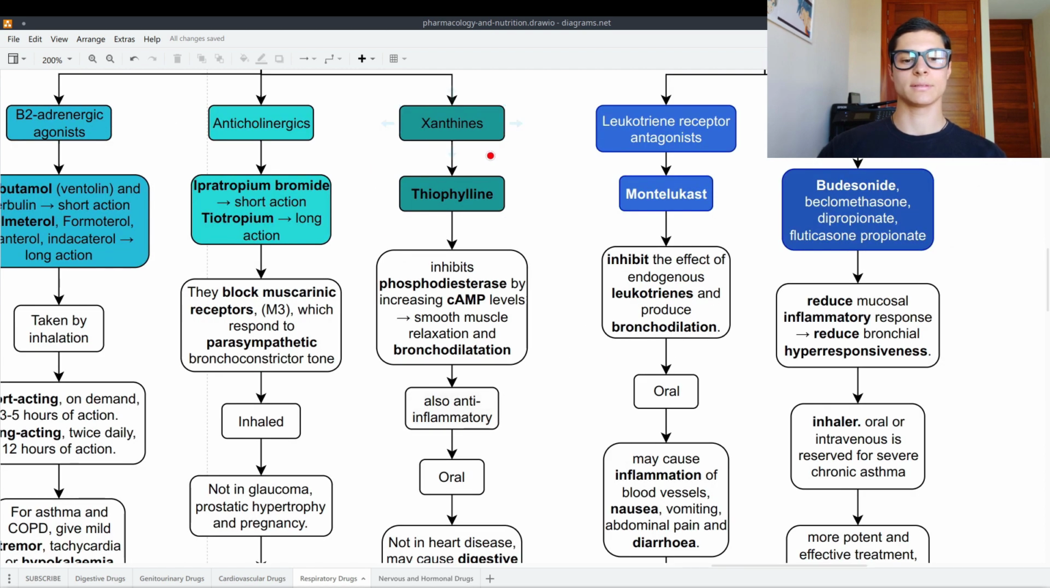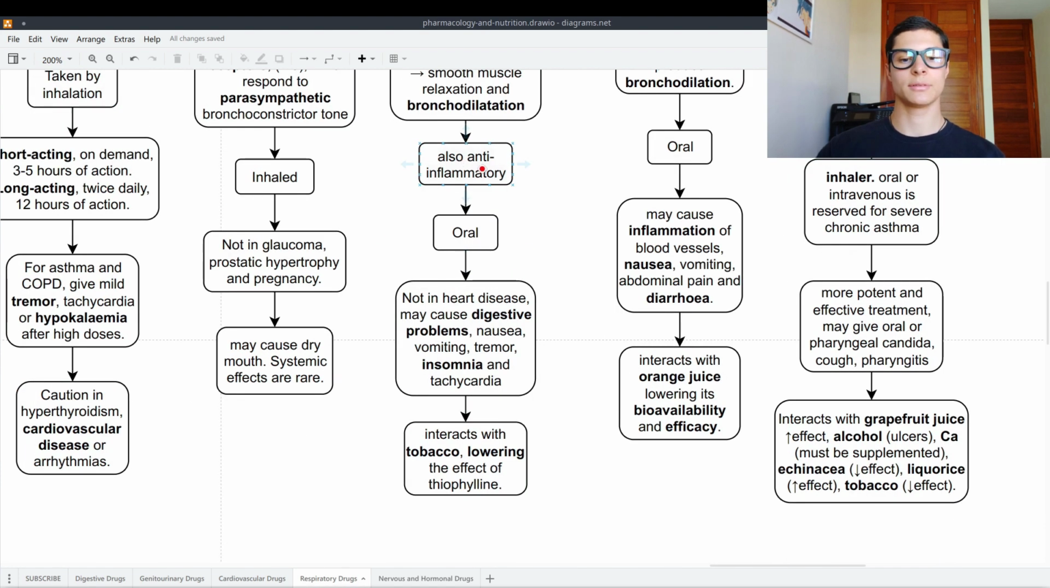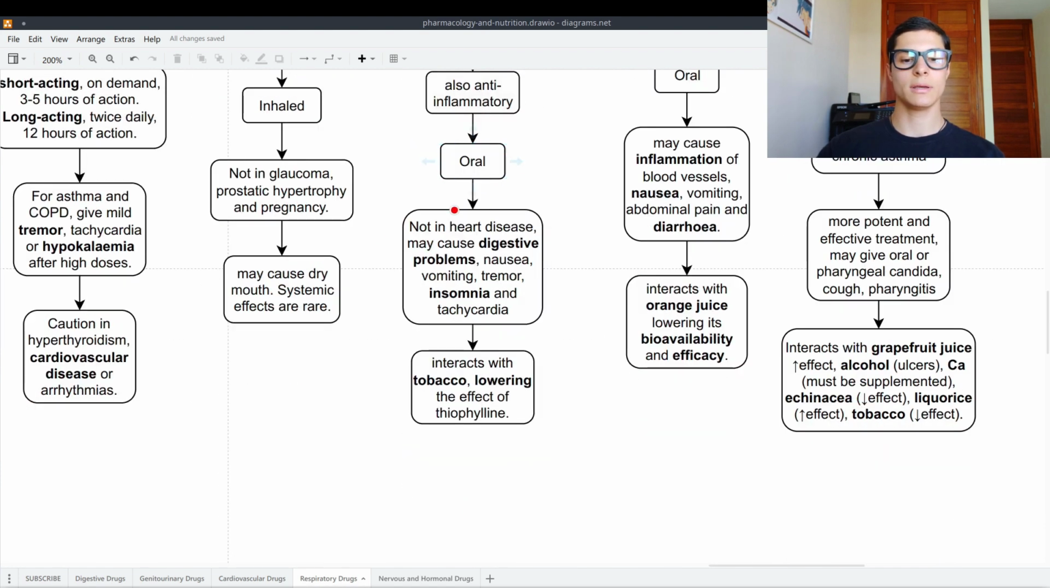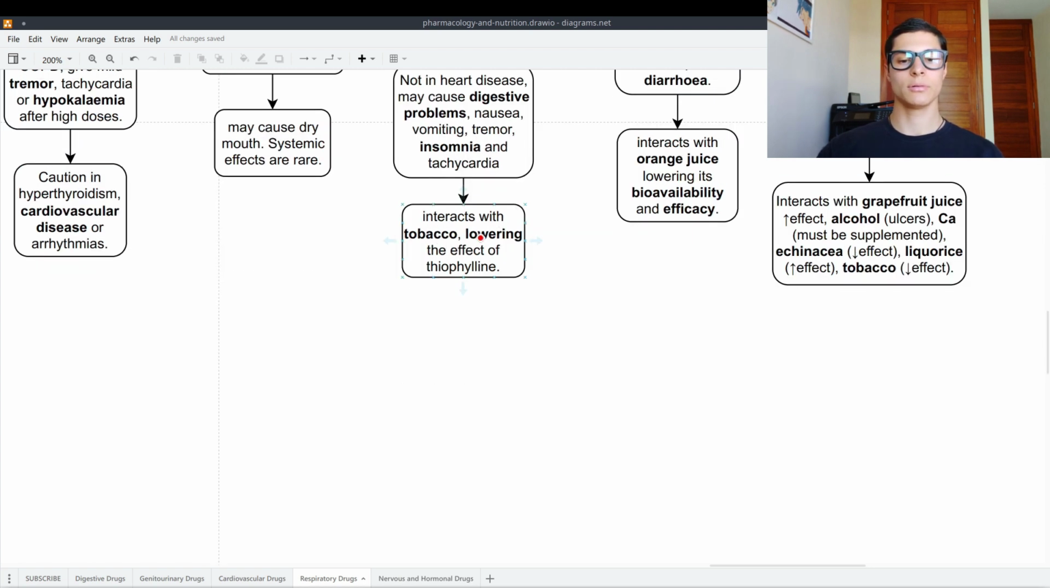And then the xanthines. We have theophylline here, which inhibits the phosphodiesterase by increasing the cyclic AMP. This will create a relaxation of the smooth muscle and a bronchodilation. It also acts as an anti-inflammatory. It is taken orally, not in heart disease, and it may cause digestive problems, nausea, vomiting, tremor, insomnia and tachycardia. It interacts with tobacco, lowering the effect of the theophylline.